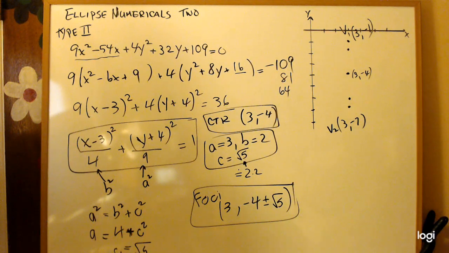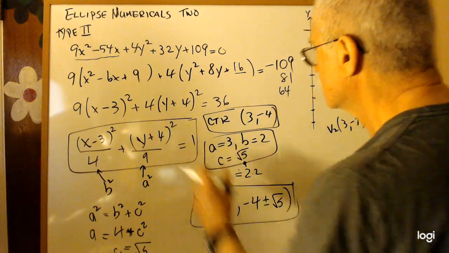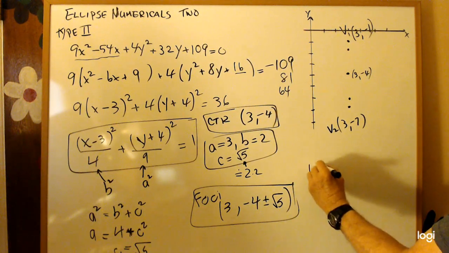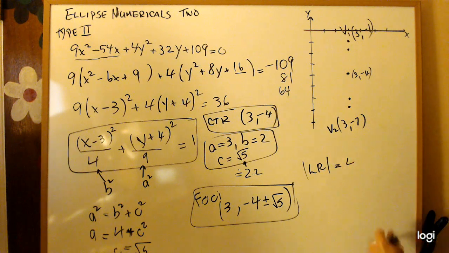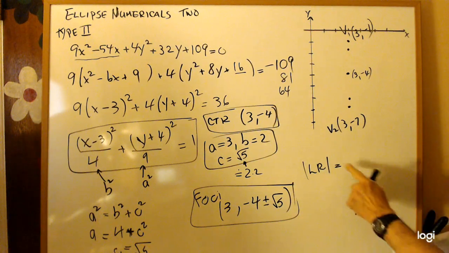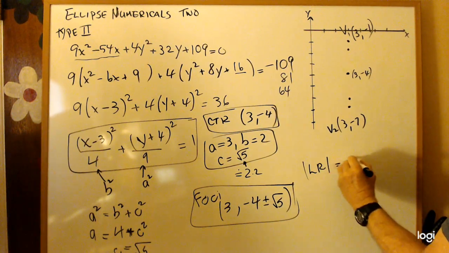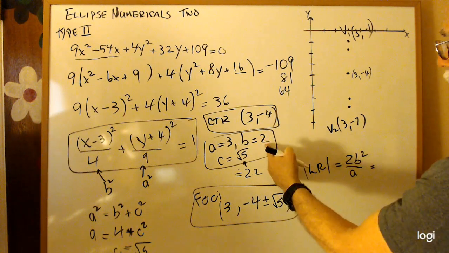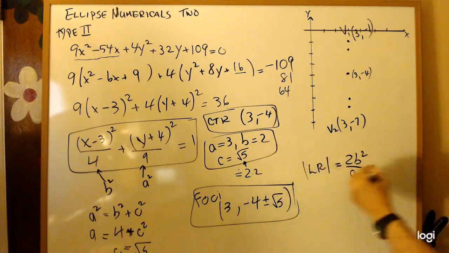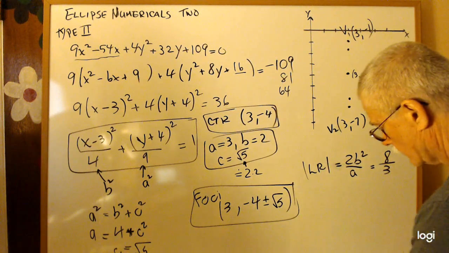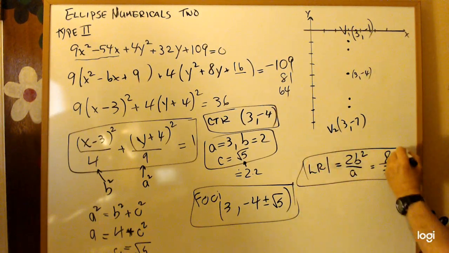Okay, so what do we got? We got a, we got b, we got c, we got the foci, we got the center, we got the standard form. What are we missing? Latus rectum. Okay, so let's do the latus rectum. It's 2b squared over a. You put the numbers in. b is 2, squared is 4, 2 times 4 is 8, a is 3. So again, the latus rectum is 2 2/3 units long.